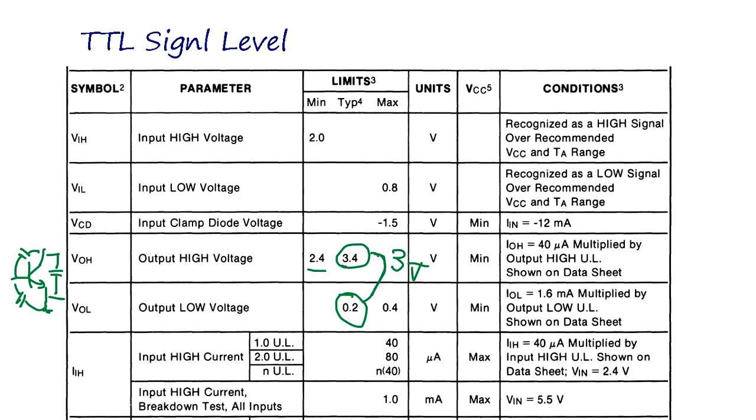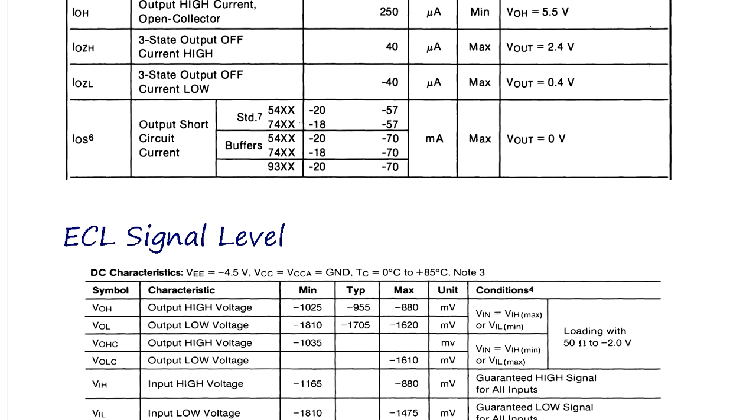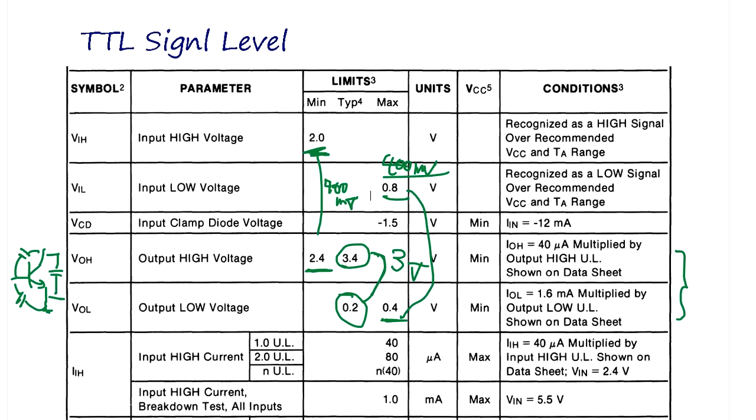The minimum specification for high is 2.4, and the maximum for low is 0.4. You cannot be higher than this. And CMOS has a pretty similar requirement, and the input has 2.0. That means there is a 400 millivolt noise margin, right? And here also a 400 millivolt noise margin. So the noise margin is about 400 millivolts, and that's a TTL circuit. And we're talking about outside of the chip.